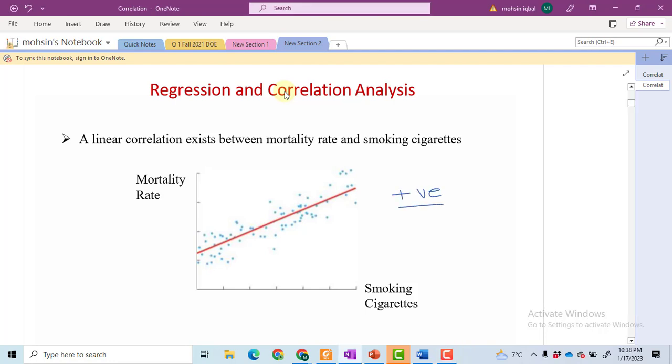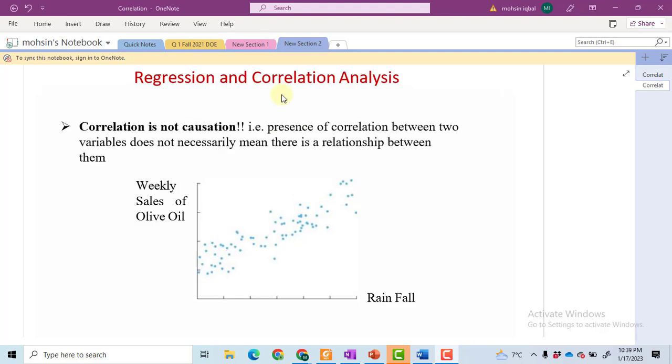Further, we have to find out the correlation coefficient either by formulas or by using software, and you can see that the straight line is accurately, or you can say best, fitting the data. From this information we can decide that a linear correlation exists between the mortality rate and the number of cigarettes smoked.